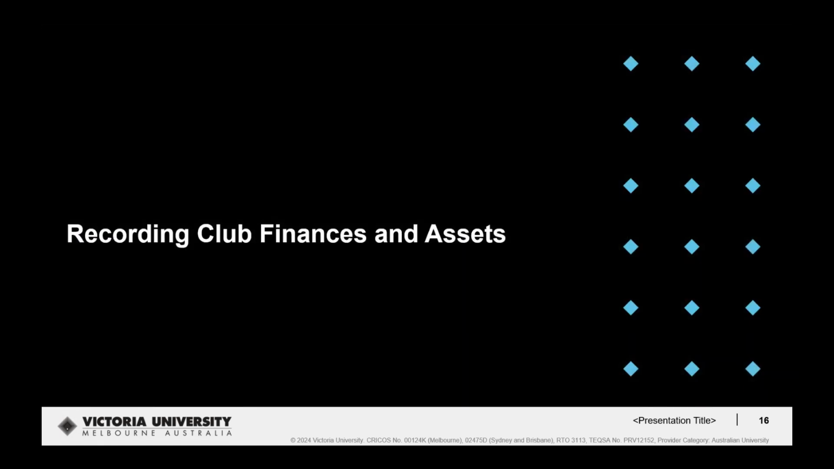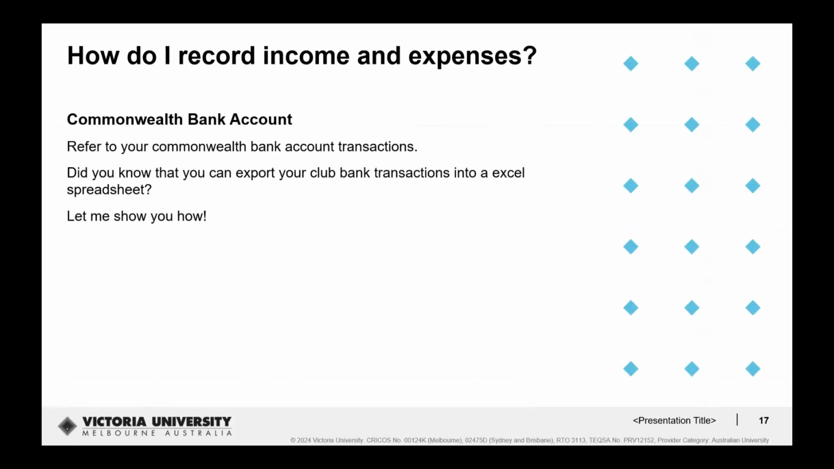We have provided your club with a financial asset and tracking spreadsheet. This spreadsheet should be used to track all income, expenses, and assets that the club owns. So how do you record your income and expenses? Refer to your Commonwealth Bank account transactions. Did you know that you can export your club bank account transactions into an Excel spreadsheet? Let me show you how on the next slide.